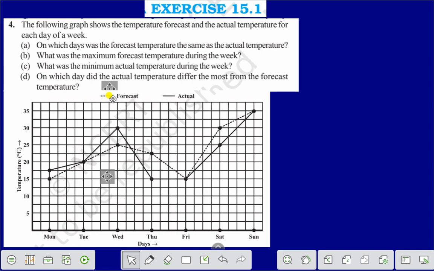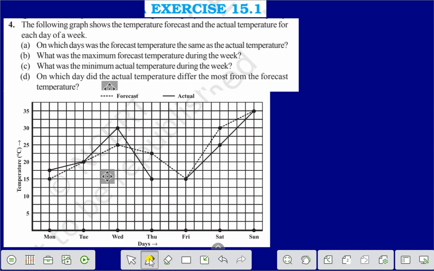Here you see the dotted line is the forecast temperature and this line is the actual temperature. Let us find, this is the temperature in degrees: 5, 10, 15, 20, 25, 30, 35. There is Monday, Tuesday, Wednesday, Thursday, Friday, Saturday and Sunday, right? Let us find the solution of the question.